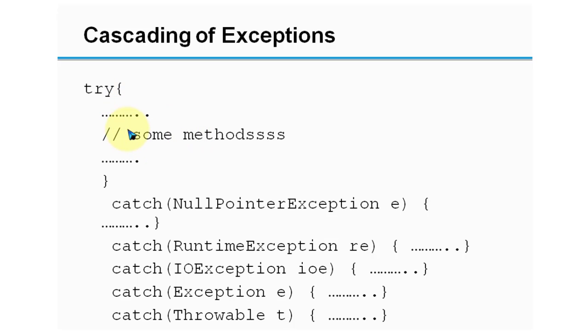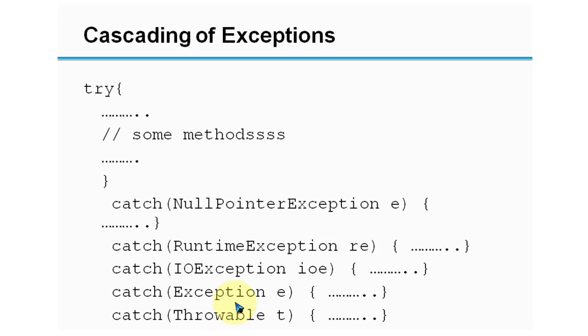Now look, after the try multiple catch blocks are written, and please check: NullPointerException, RuntimeException, IOException, Exception, Throwable. Every catch block has a specific type of error handling mechanism. That means every catch block has a specific exception object. And at the last, look, the catch is Throwable. What is Throwable? Throwable is the superclass for all exceptions and errors.